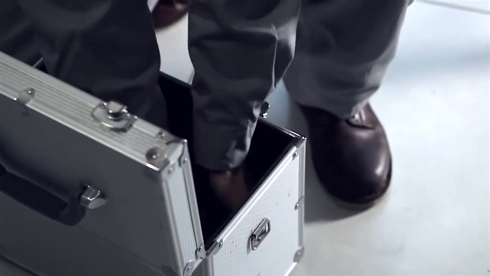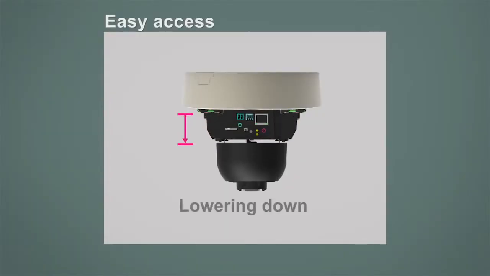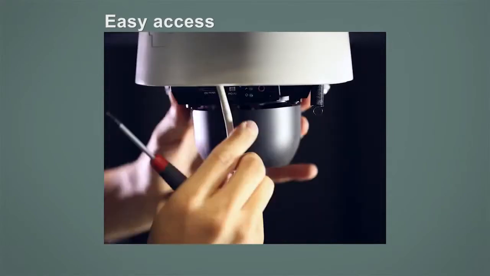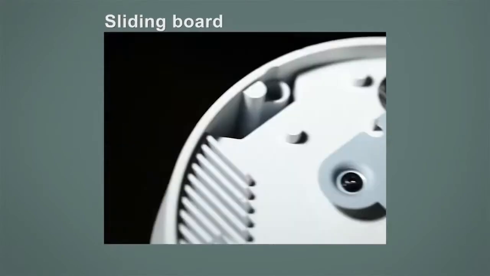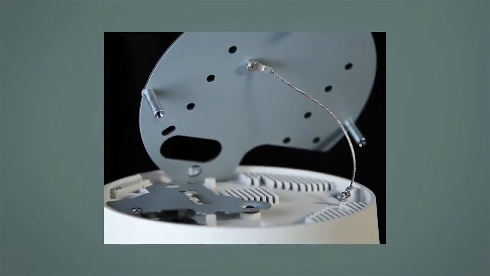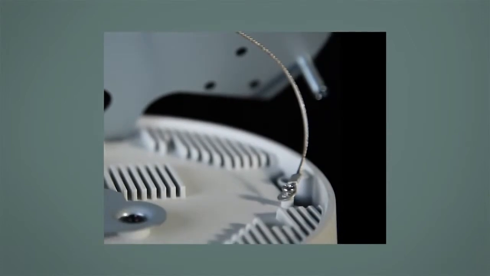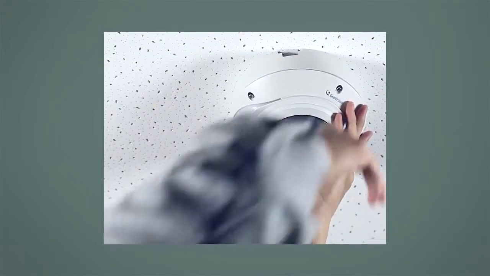GeoVision Vandal-proof dome has other features designed to make installation easier and shorten installation time. L-shaped audio jack sliding board to protect cables. Extra cable holding screw. Cabling without complete removal of camera cover.